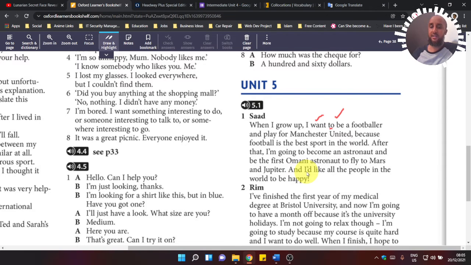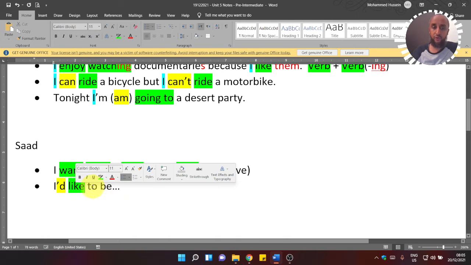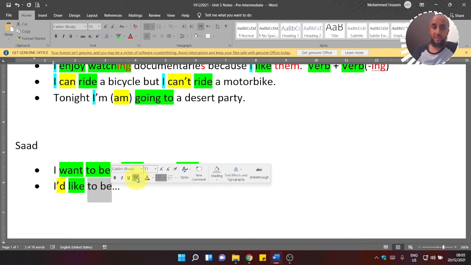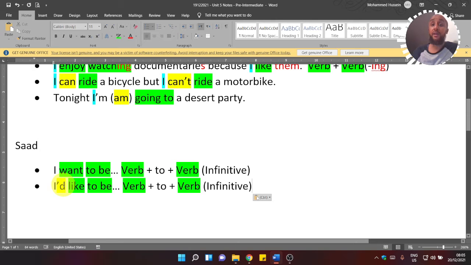And here it says, "and I'd like all the people in the world to be." So here we have another one. Here it says, I'd like to be. So let's write this down. Remember, this I'd means would. Okay, this is the short for would. I'd like to be. Okay, so here we have a helping verb, would. So it's not a problem, but the main ones are here, the main two verbs, like and to be. Okay, so again, this follows the same pattern as this one. The only difference is that we have an additional helping verb.